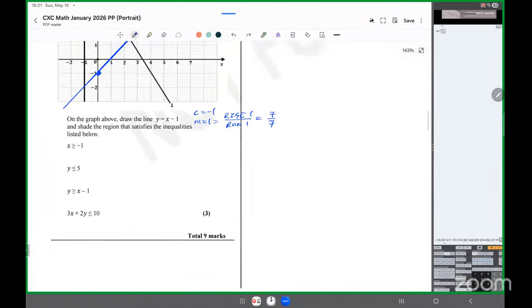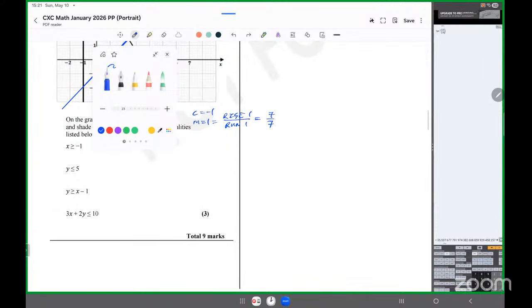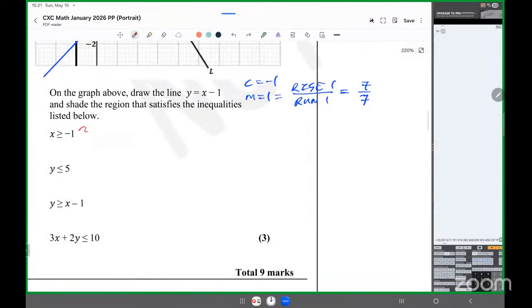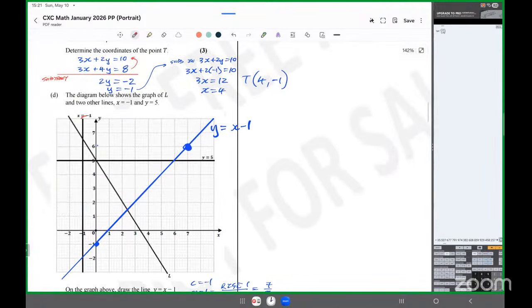Let's look at them individually. Let's put on what each one means. So this x greater than or equal to -1 means above the line x equals -1. Above a vertical line is to the right of the vertical line, isn't it? So it means that we want to the right of this vertical line. Let's put our arrow pointing to the right.